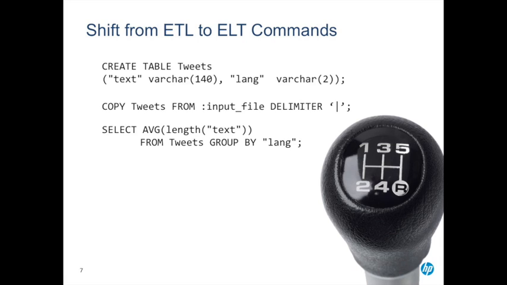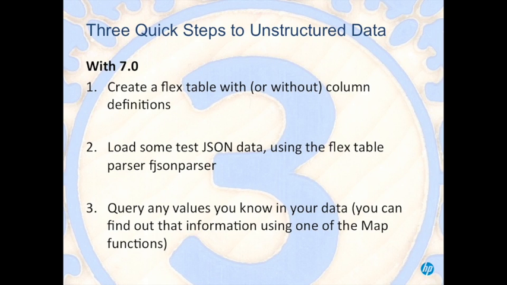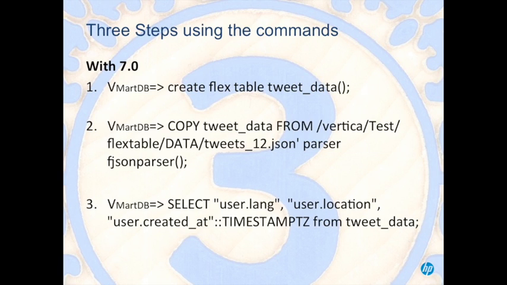And then you could start querying. The idea with flex tables is now you create a flex table with or without column definitions, and we will talk about that in just a few minutes. You load the text JSON data using the flex table parser. In this case, we're talking about JSON data. It can also be delimited data. This parser would be the FJSONParser, and we'll talk about both of those in just a few minutes. And then you query any values you know in your data. You can find out that information using some of the map functions, which we're going to talk about as well. So really, you can see from this process, these would be the steps or the commands that you would use. You basically create the flex table.